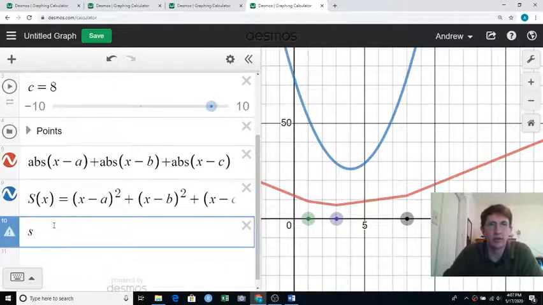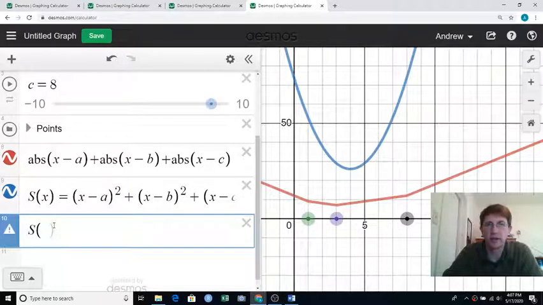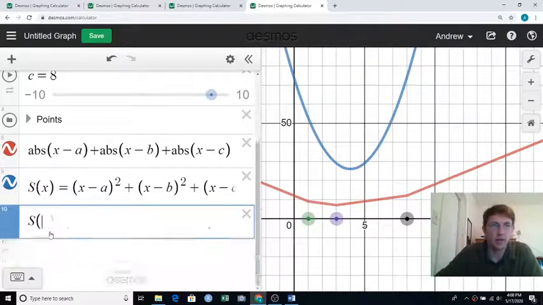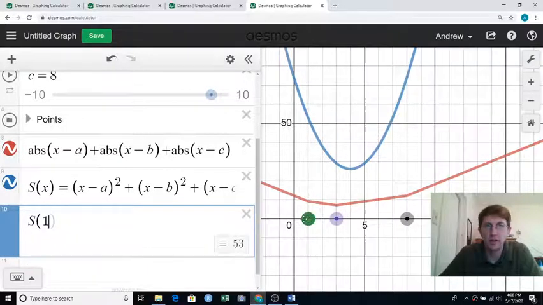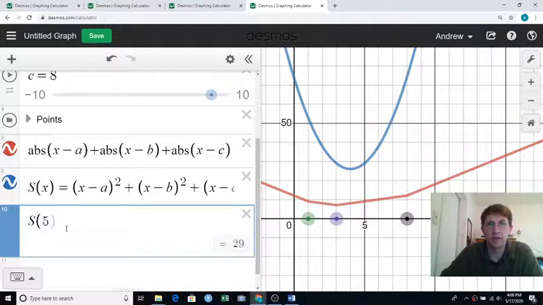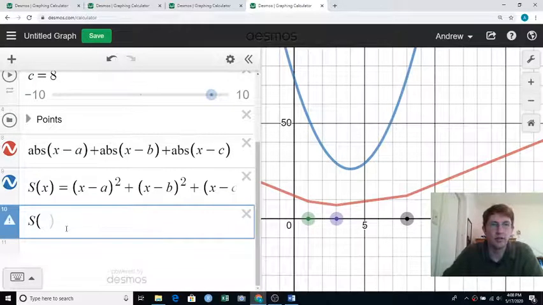So what's the sum of the squared distances at x equals 0? That's pretty large, because if I have x at 0, this is 1 unit away, this is 3 units away, this is 8 units away. Square 1, 3, and 8, add them up, you get 74. It gets a little better if I choose 1, so that's 0 from here, 2 from there, and 7 from there. 2 gives me 38, 3 gives me 29, 4 gives me 26, 5 gives me 29 again.